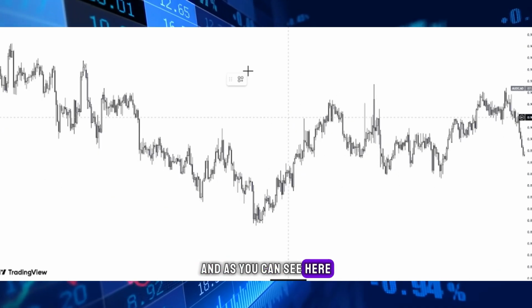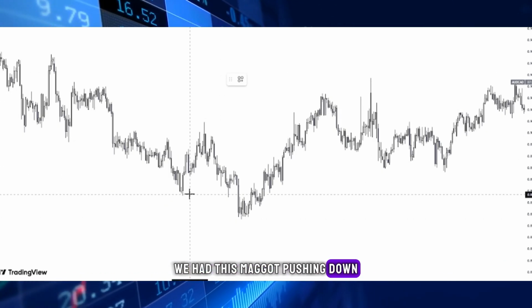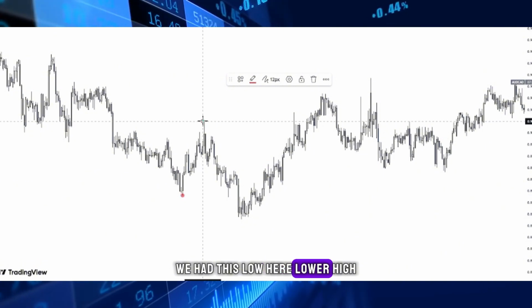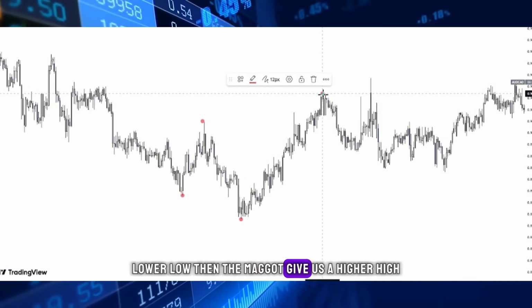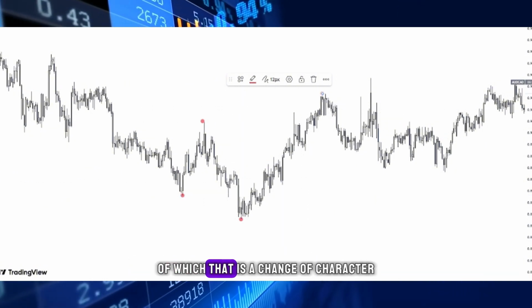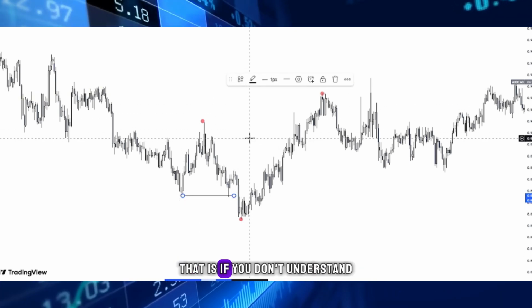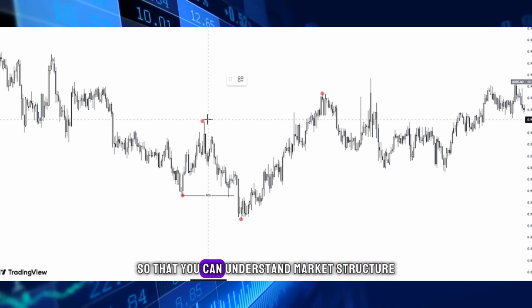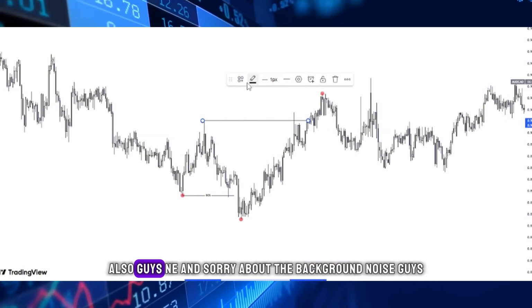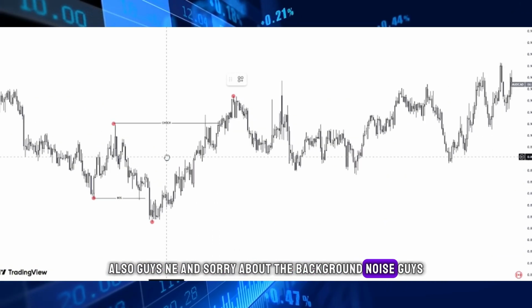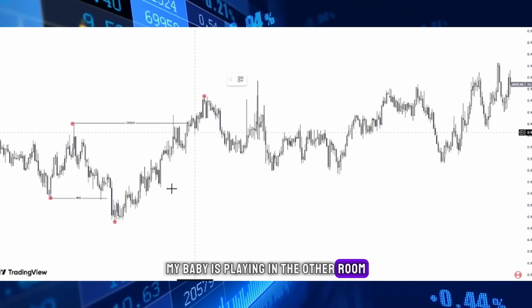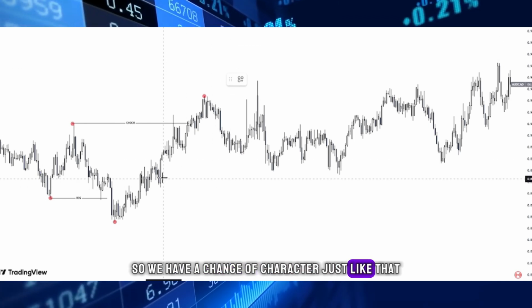And as you can see here, we had this market pushing down, we had this low here, lower high, lower low, then the market gave us a higher high, of which that is your change of character. And I can just draw them out, if you don't understand, so that you can understand market structure also, guys. Now, sorry about the background noise, guys. My baby is playing in the other room. So we have a change of character just like that.